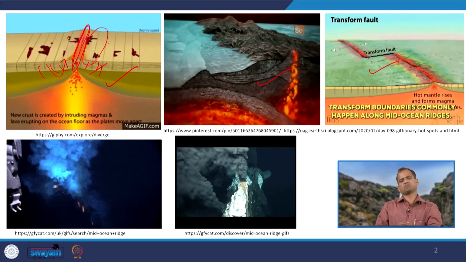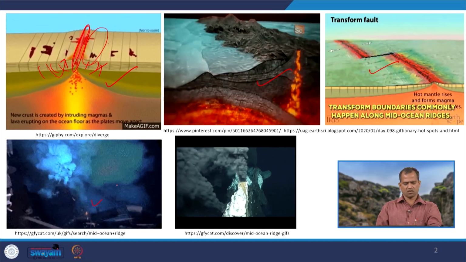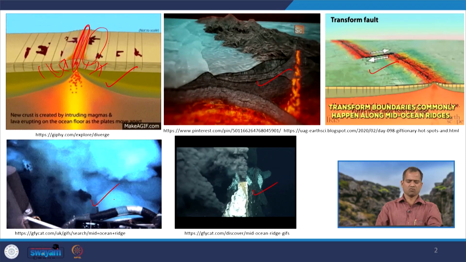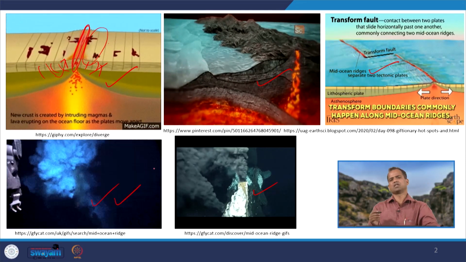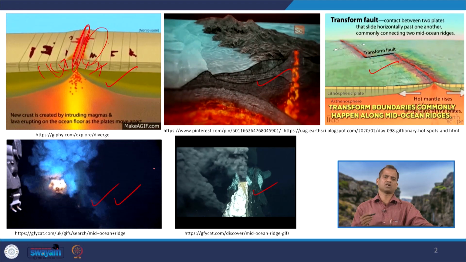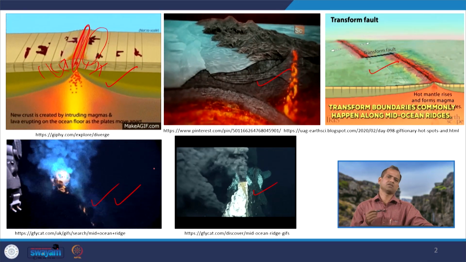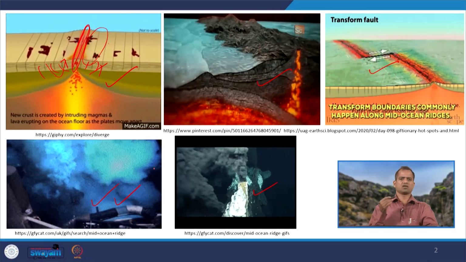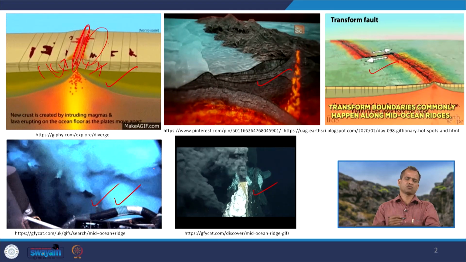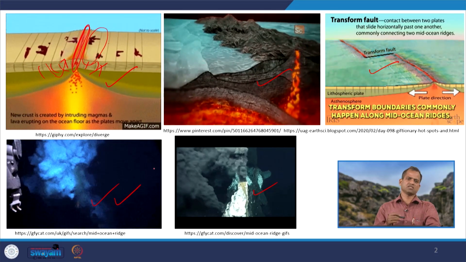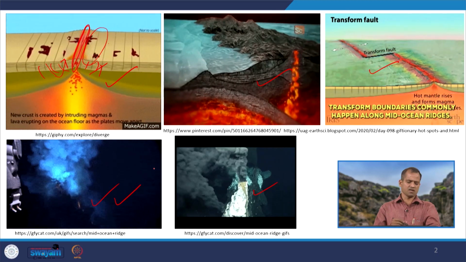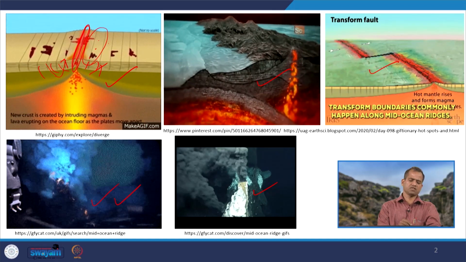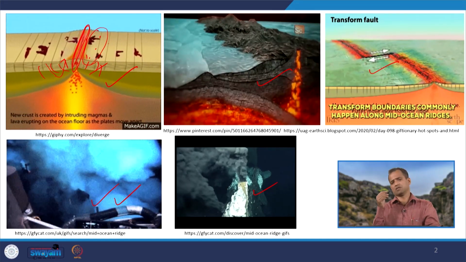Similarly, at this plate boundary we have the black smokers and the white smokers. They are rich in minerals and volatiles. Whenever they reach the water level at the sea, the pH changes, and with that reaction the minerals precipitate and we get the deposit.